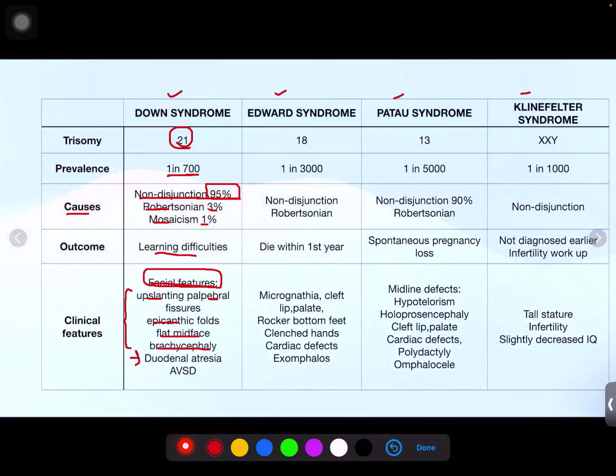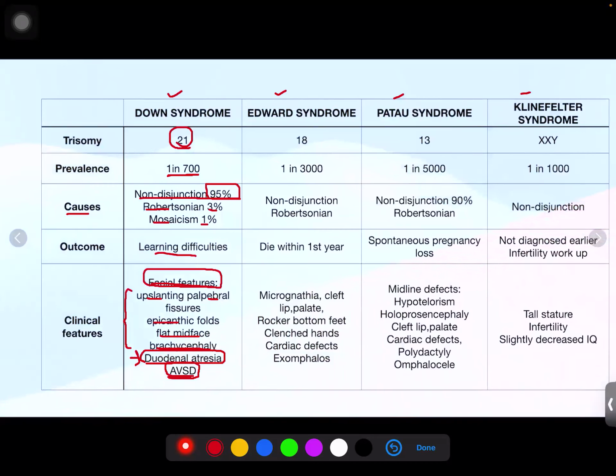And duodenal atresia, also Hirschsprung disease as well. These are also pathognomonic of Down syndrome. And atrioventricular septal defects are very common in Down syndrome as well.